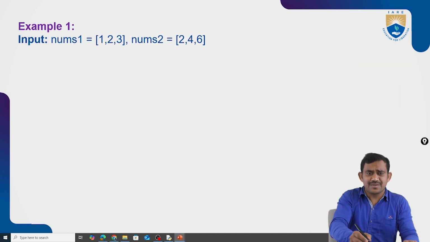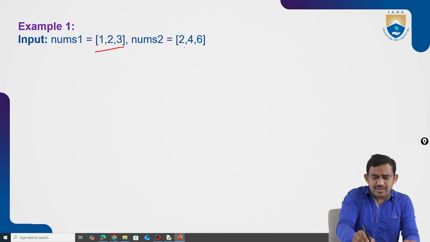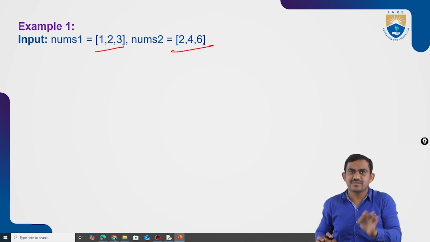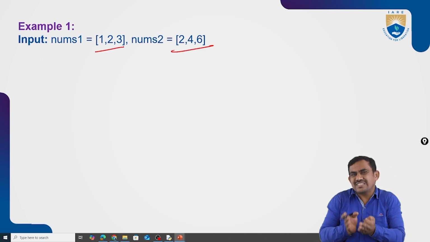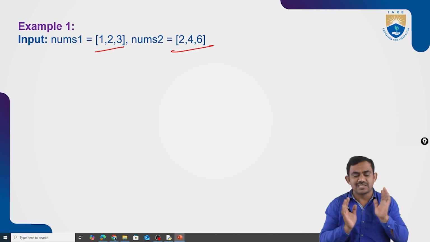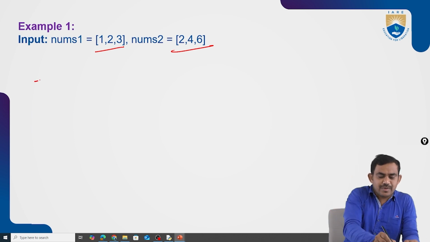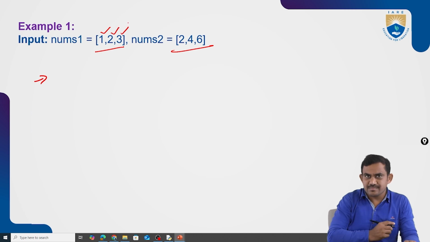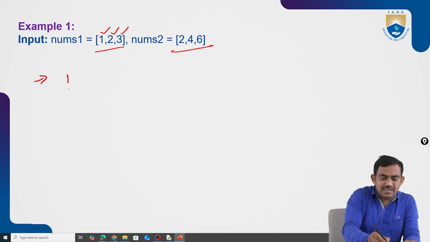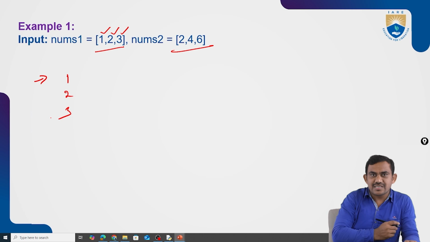Now coming to an example. We need to follow the basic method first, using a for loop. Then we'll discuss which is better compared to the for loop. Now what is the first aim? The first aim is we need to travel 1, 2, 3 one by one. First I need 1, then 2, then 3. I will travel one by one.